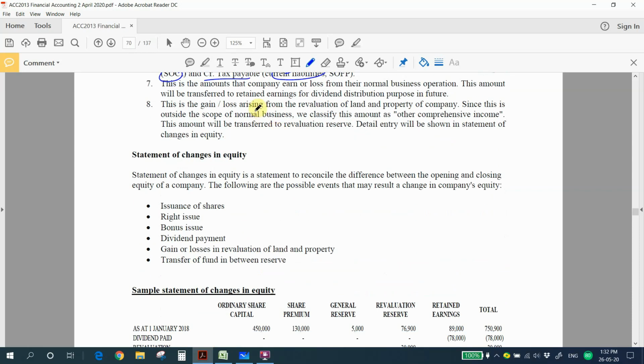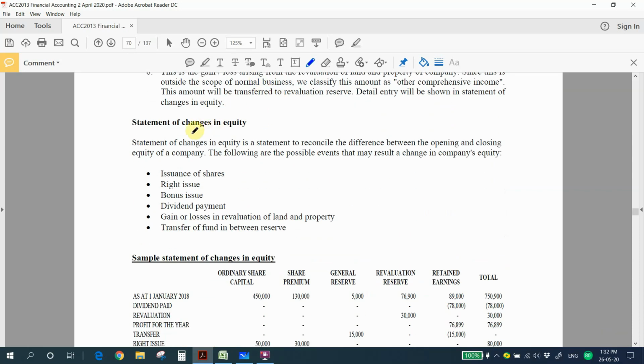The next statement that I'm going to share with you is the statement of changes in equity. So what is the statement of changes in equity? It is a statement to reconcile the difference between the opening and closing equity of a company. The following are the possible events that may result in a change in the company's equity: issuance of shares, rights issues, bond issue, dividend payment. But take note, this dividend payment is only for ordinary share dividend payment. Also gains or losses in the revaluation of land and property, and transfer of funds between the reserves.